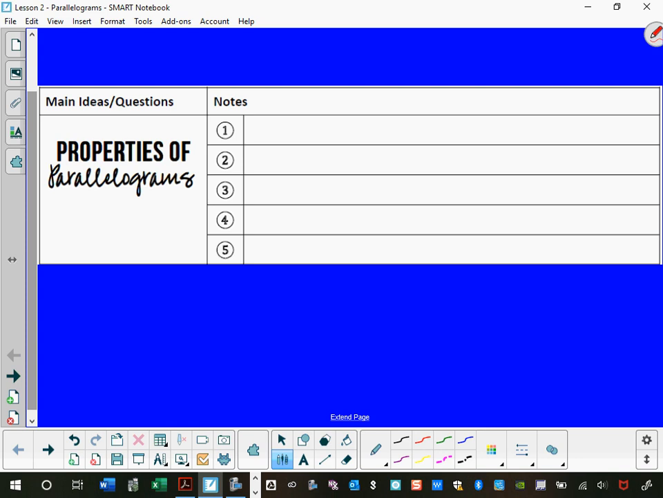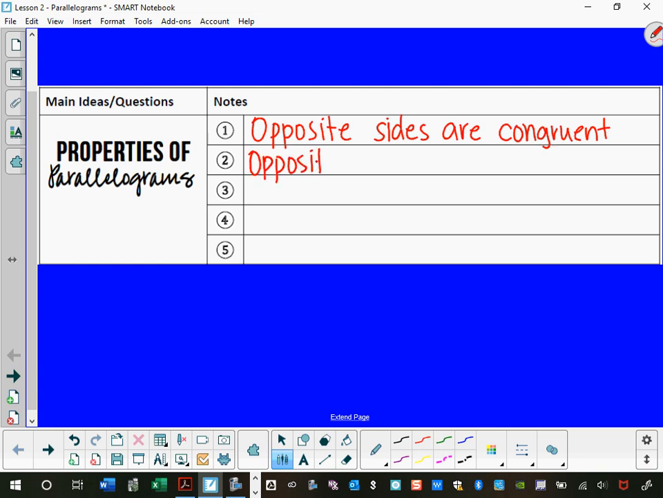The first property is that opposite sides are congruent. And opposite sides are congruent. Your second property is that opposite sides are parallel. What does parallel mean? Good, they never intersect.